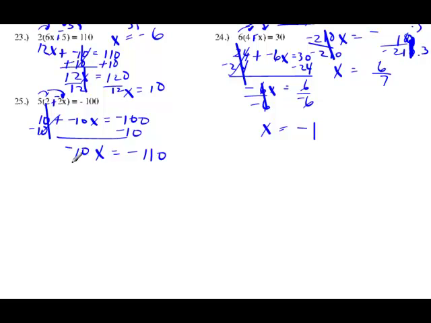Okay, number in front, you divide by it. Negative divided by negative is positive. Get rid of your zeros. 11 divided by 1 is 11. We are done.